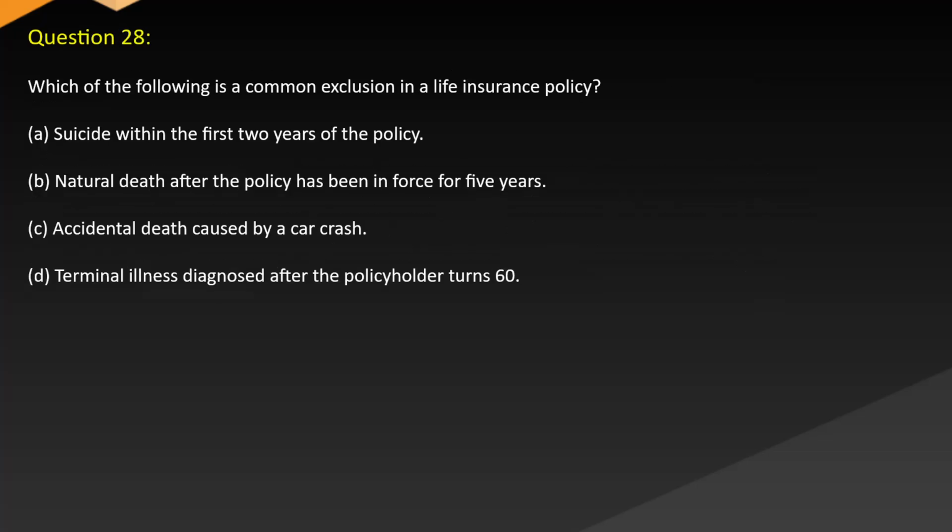Question 28. Which of the following is a common exclusion in a life insurance policy? A. Suicide within the first 2 years of the policy. B. Natural death after the policy has been in force for 5 years. C. An accidental death caused by a car crash. D. Terminal illness diagnosed after the policyholder turns 60.